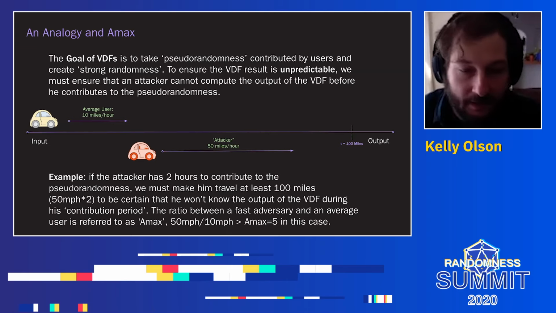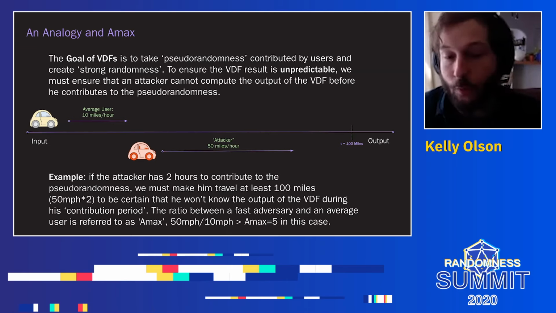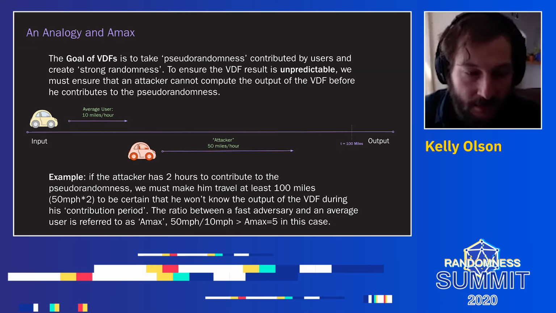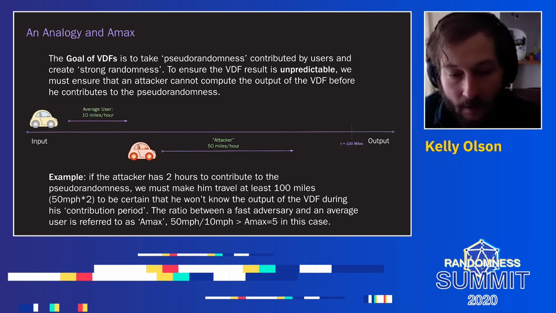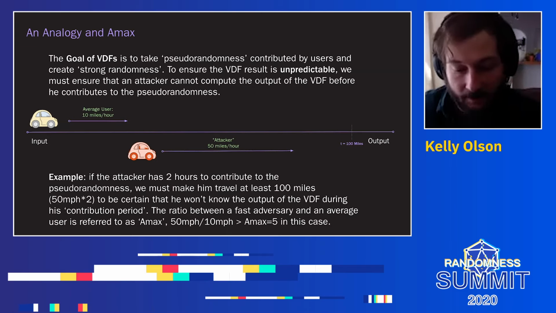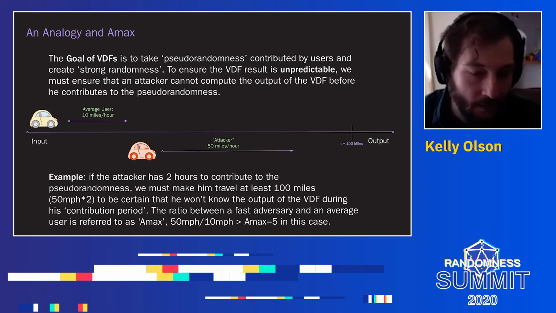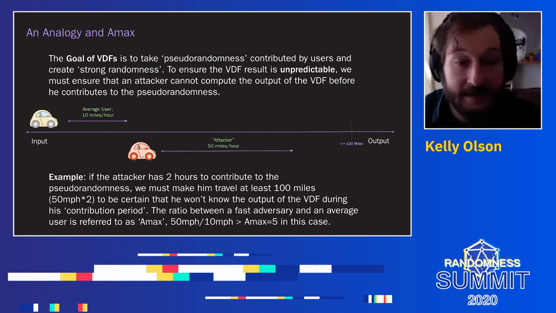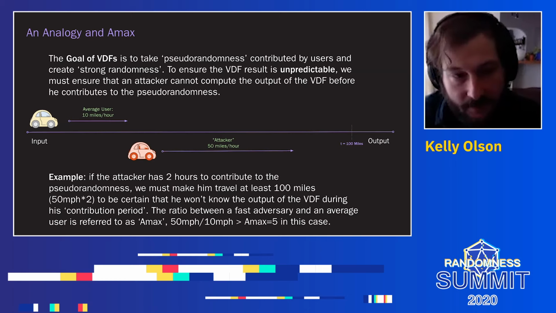So in this very simplistic case, if an attacker has, say, 2 hours to contribute to the pseudo randomness, and he's moving at 50 miles an hour, we need to make sure that he has to travel at least 100 miles so that he can't know what the output is at the end of the road when he picks the direction that he wants to travel. And in this case, that delta, or that Amax, is 50 divided by 10, or 5.